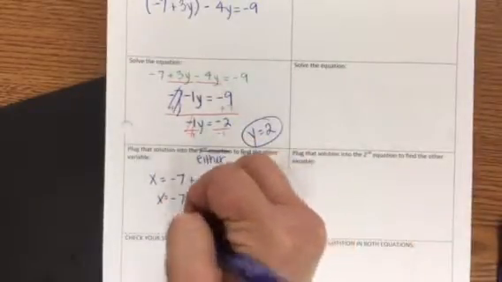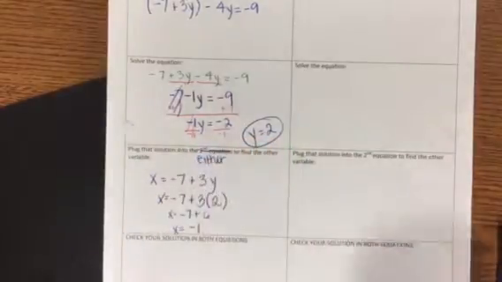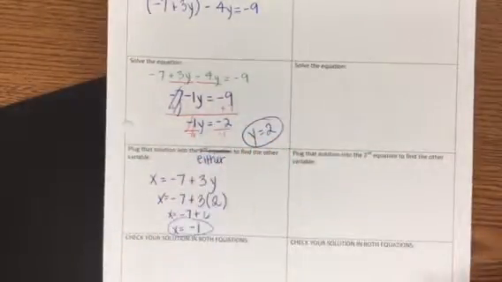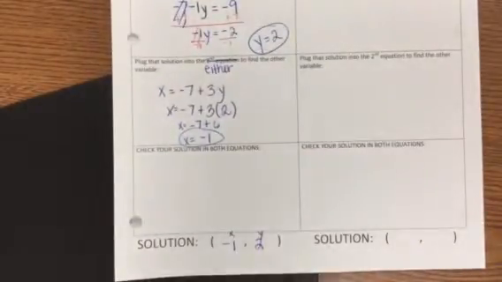Negative 7 plus 6 makes a negative 1. So x equals negative 1. So I can plug that into my solution. And those two equations should cross on a graph at negative 1, 2. It's supposed to make both of those equations true.